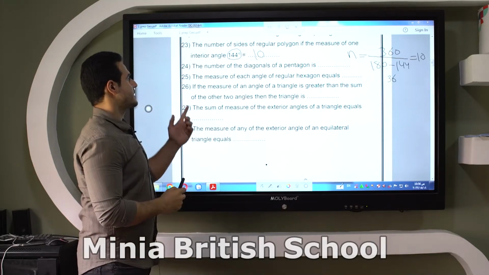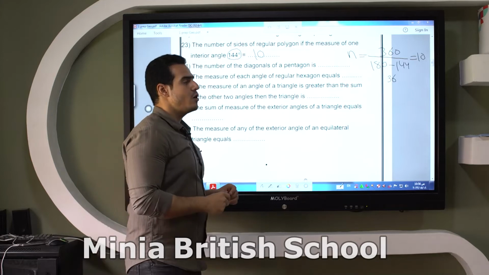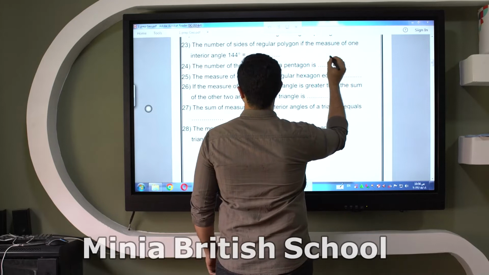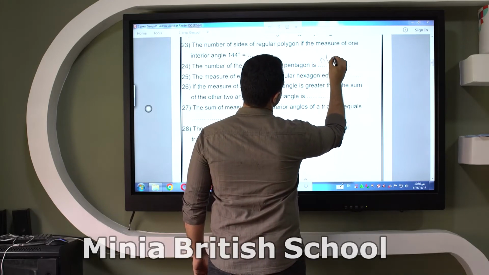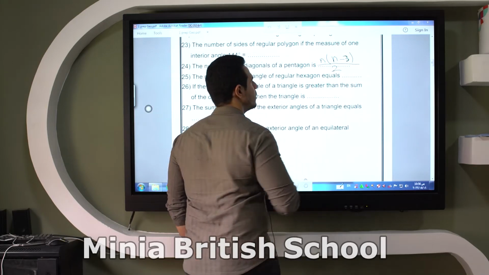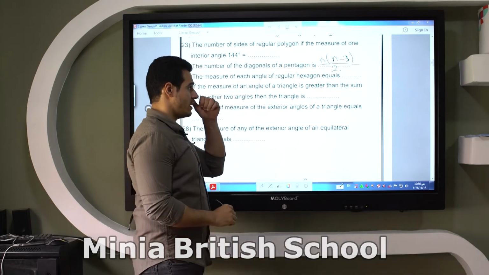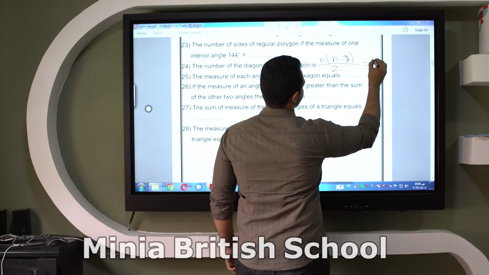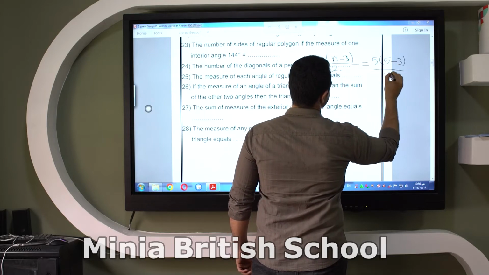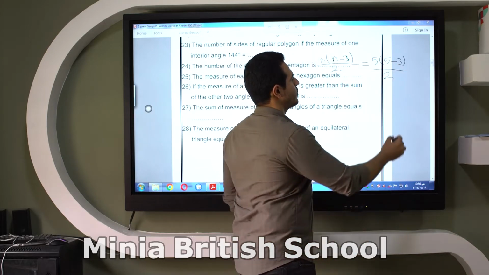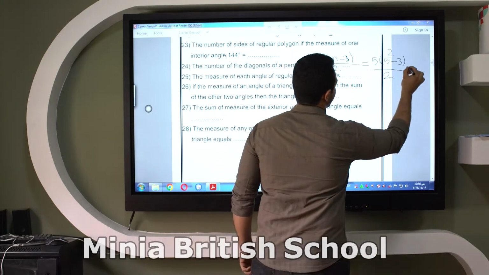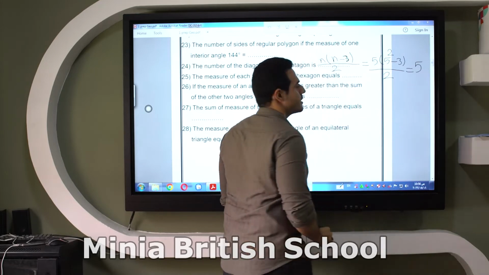Number 24, the number of diagonals of a pentagon. We can find the number of diagonals by this rule: n times n minus 3 over 2. A pentagon has 5 sides, so 5 times 5 minus 3 over 2. 5 minus 3 equals 2. 2 times 5 equals 10. 10 divided by 2 equals 5. So a pentagon has 5 diagonals.